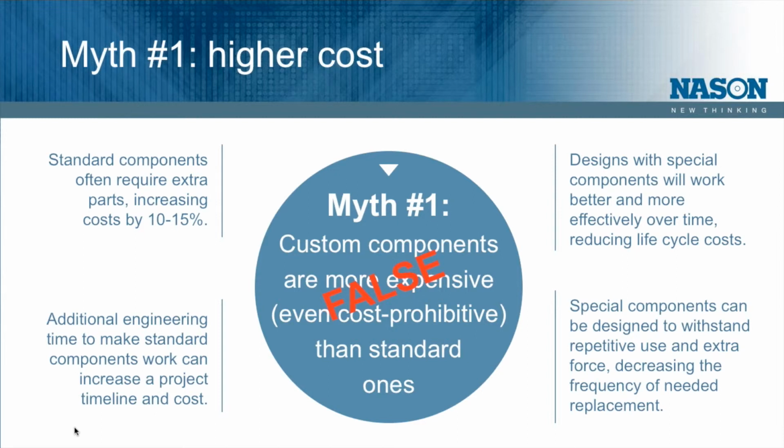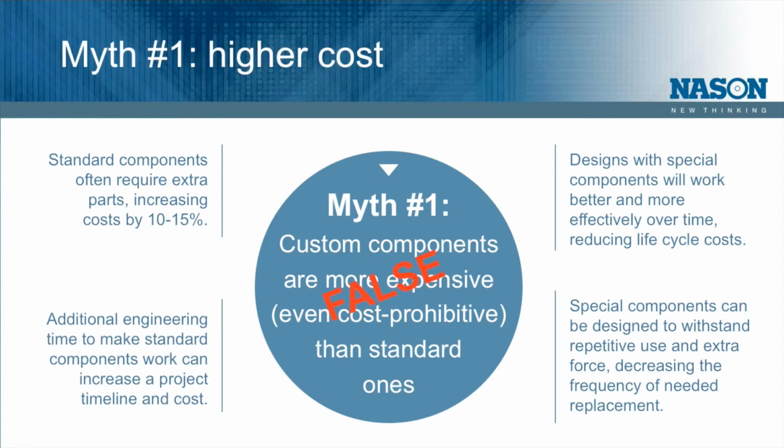Standard components often require extra parts to properly mount within a design, which can increase the cost by as much as 10 to 15% on a single project. Multiply that across the number of components required for a single design, and that cost can increase significantly. This also requires additional engineering time and can slow down project timelines if modifications are needed. Both of these scenarios increase the overall cost of the project.